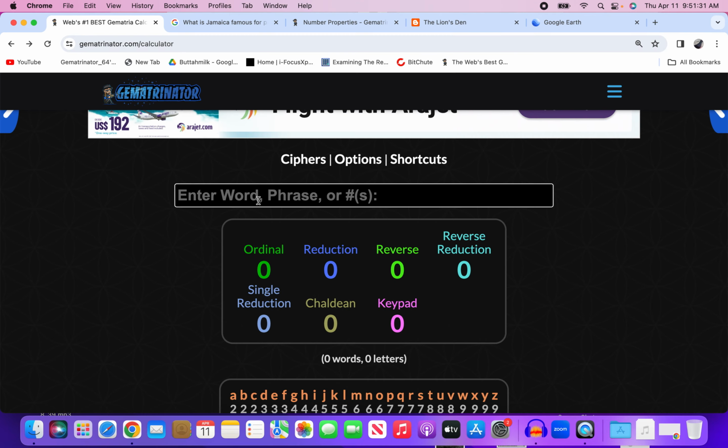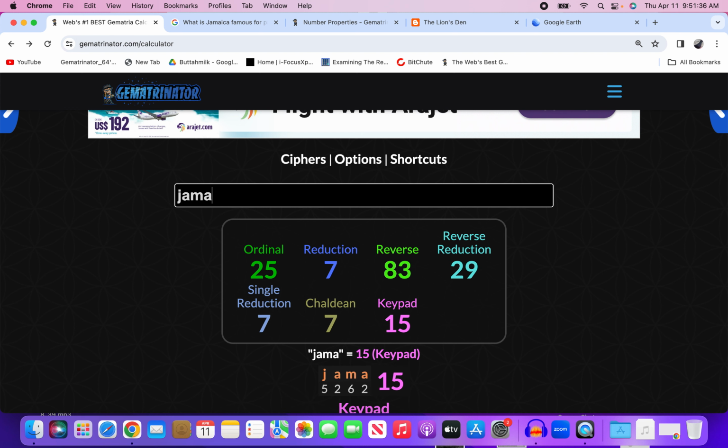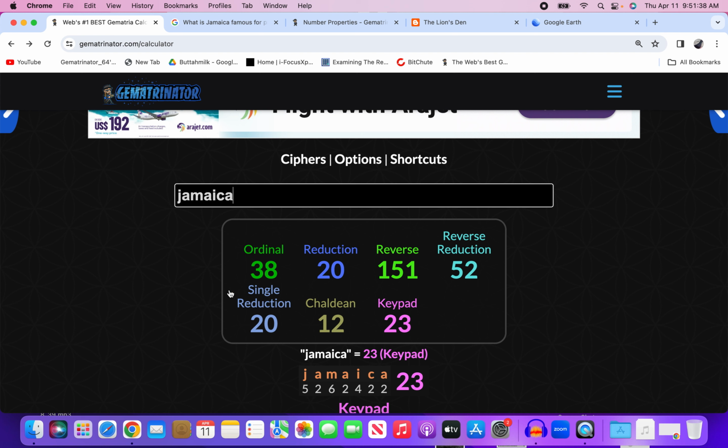The ordinal cipher, if you're saying Jamaica in the ordinal, 38 comes up. 38 is a big number here in this presentation. J would be 10, A would be 1, M 13, A 1, I 9, C 3, A 1. You add it all up, and that equals 38. Reduction, called the purest cipher, follows the rules of numerology. So J instead of 10 would be 1, M instead of 13 would be 4, etc. And then you add it all up.